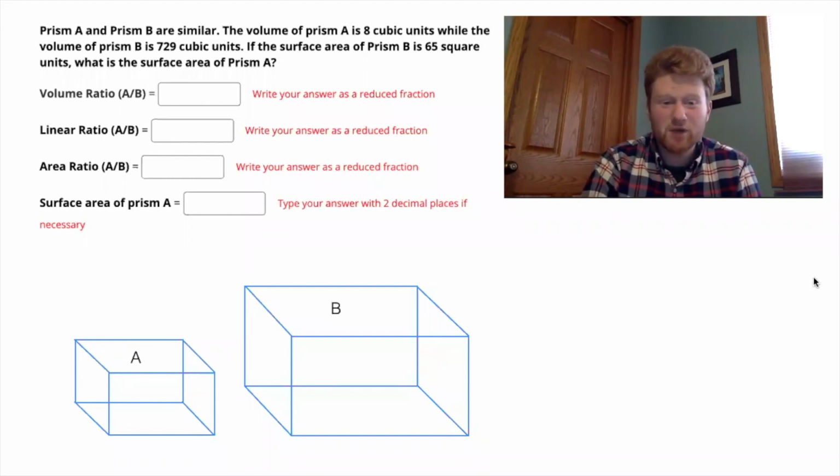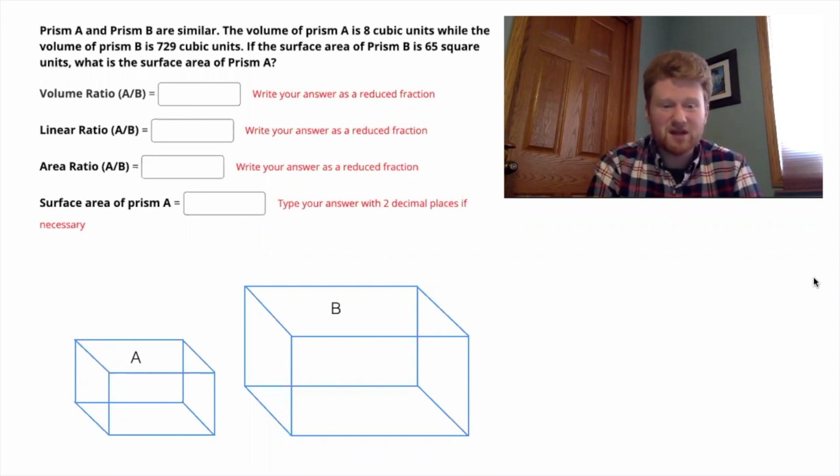All right, for this third problem, it's going to bring it all together, and we're going to need to think about the ratios of area, volume, just the linear scale factor, the linear ratio, but then also apply it to a new situation. So let's read this problem and see what we think.